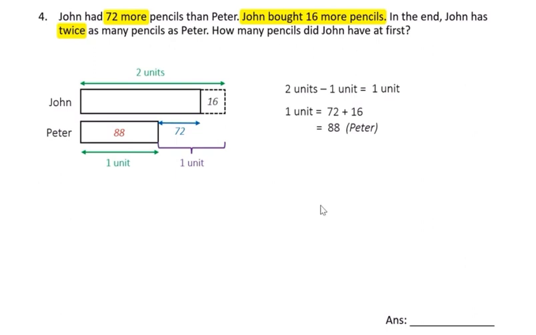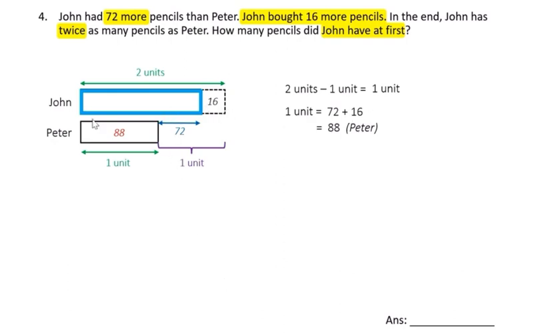Okay, so question is asking me for John at first. So if you look at the model that you drew for John, it's actually here. So you cannot tell me that John at first is 2 units. John at first doesn't have that 16. If you find 2 units, right, make sure you subtract 16 after that.